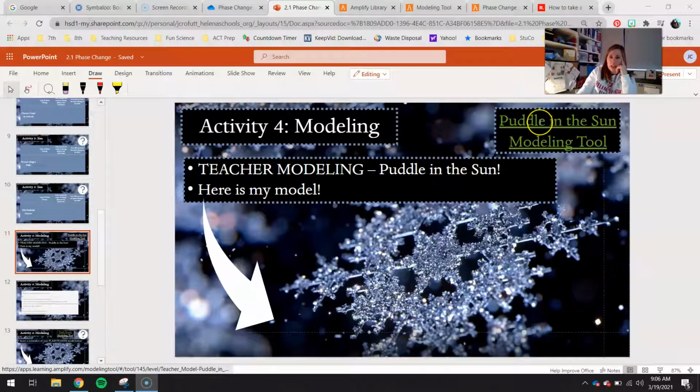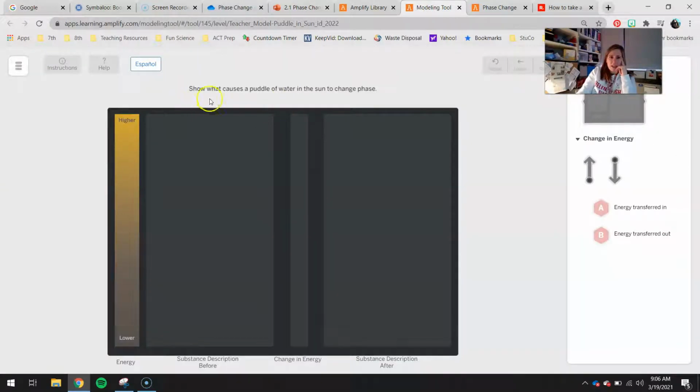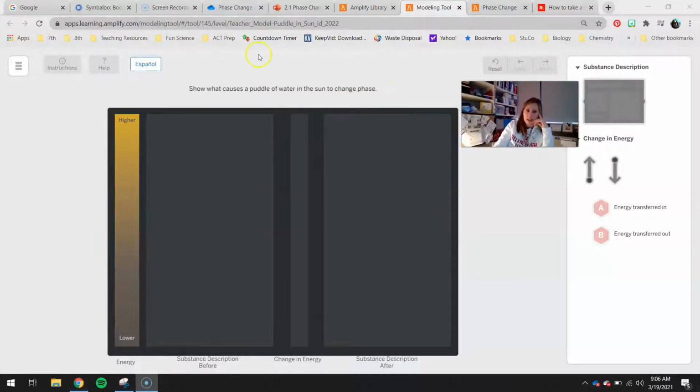So, the Puddle in the Sun modeling tool. You'll notice that each one of these has its own modeling tool. You will right click and open that link, and it'll tell you right here to show what causes a puddle of water in the sun to change phase. You'll want to stick to the correct modeling tool. Each link is different, so after you're done with this one, you can close out, and when you go on to the next slide, open that new link.